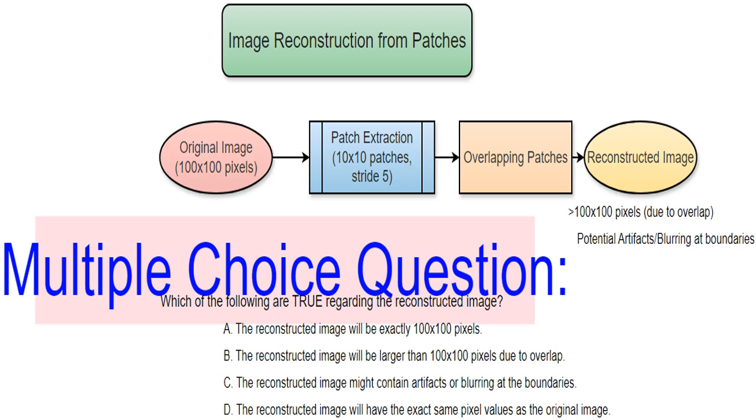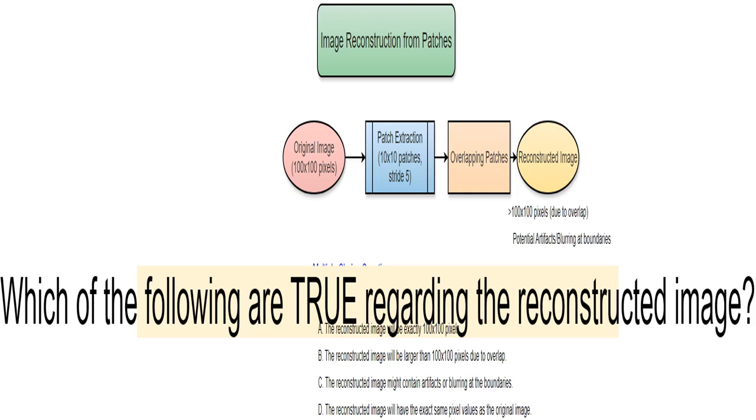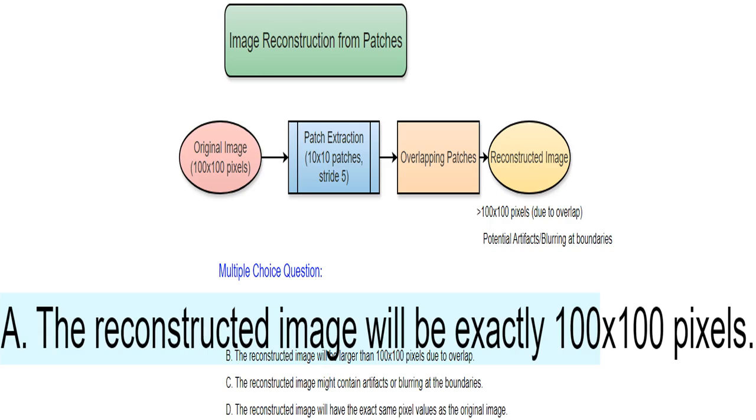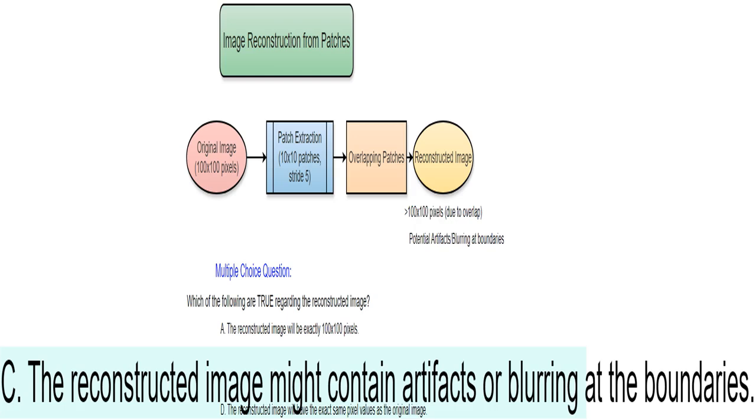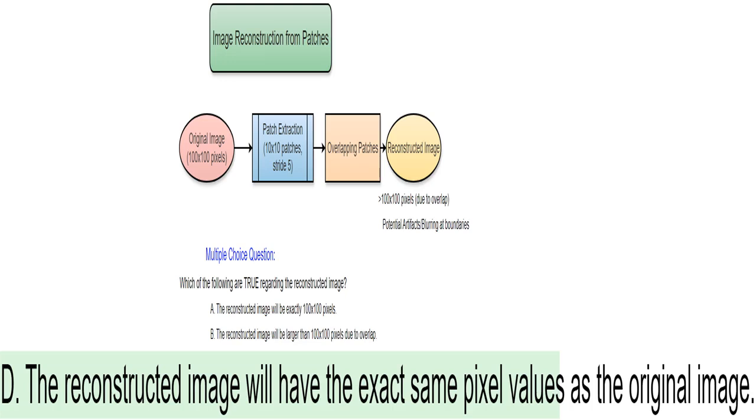Here's a multiple-choice question to test your understanding of the whole process. This is a simple multiple-choice question based on the image reconstruction process we just discussed. This option is incorrect due to the overlap we've already seen. This is correct because of the patch overlap. The final image is larger. This is also correct because the averaging of pixel values in overlapping areas can introduce artifacts. Due to averaging, the final image will almost never be exactly identical to the original.